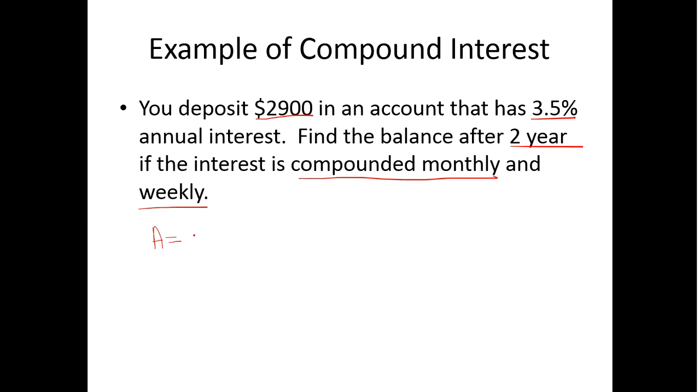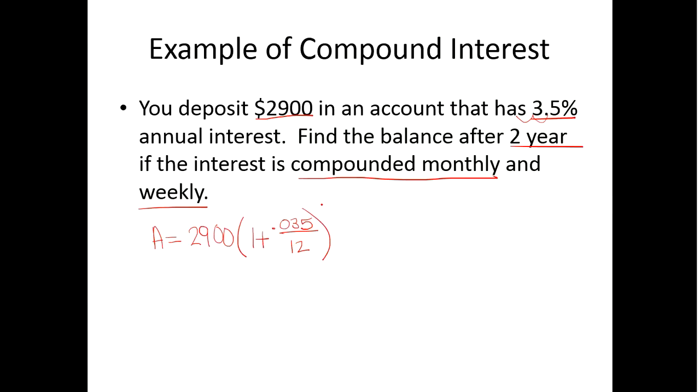So my P, or my principal, is the initial amount. So that's the initial amount, 2,900. And then 1 plus my rate. Now my rate has to be as a decimal. So 3.5%, that's as a percent. So if I move it twice to the left, I'm going to get 0.035 divided by N, number of times compounded. I'm compounding monthly, right? So this would be 12.